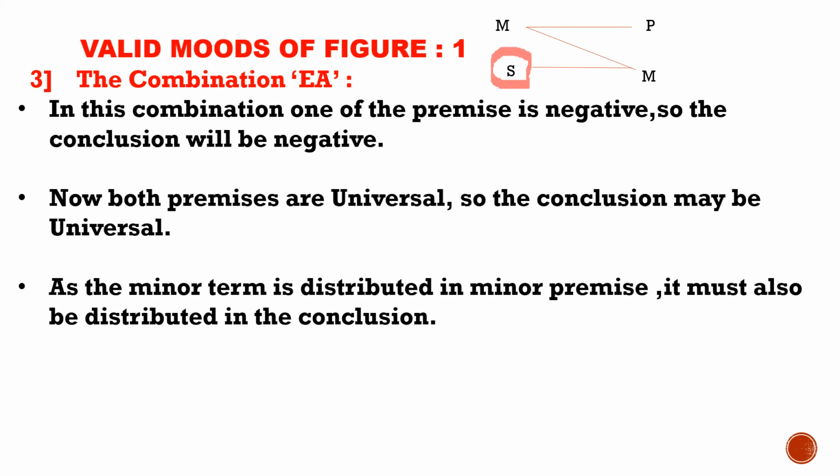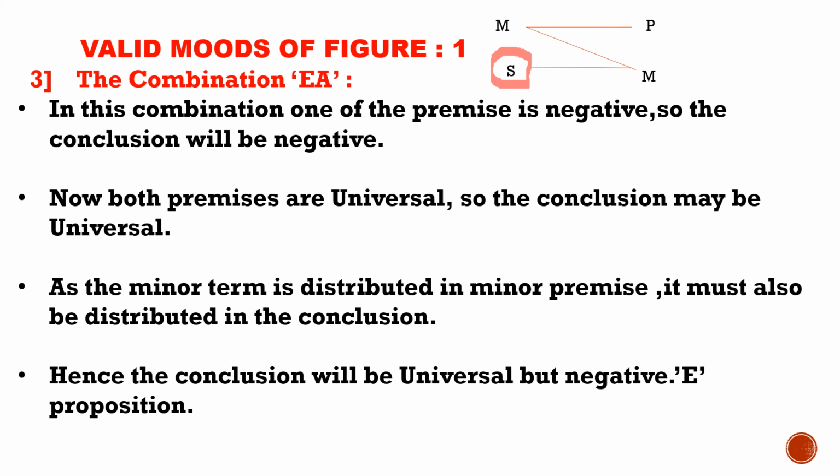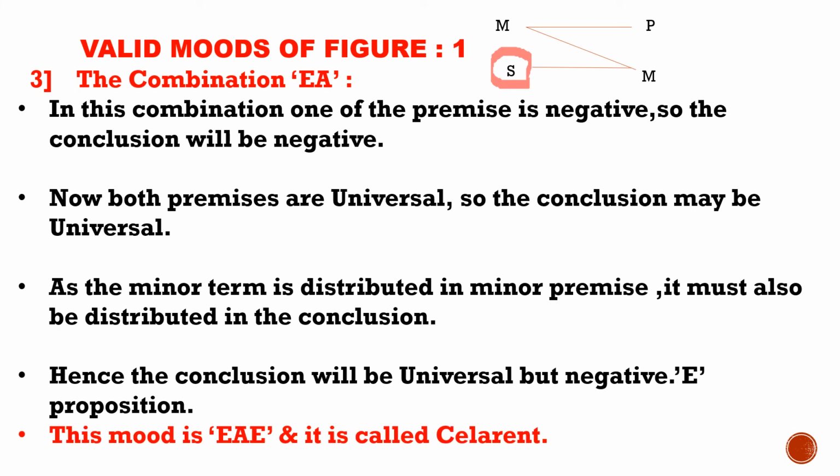In universal propositions, only the subject term is distributed. Since it is distributed in the minor premise, it has to be distributed in the conclusion also. So the conclusion must be a universal proposition. And since it should also be negative, we get the conclusion as universal negative, that is E proposition. Hence, this mood is EAE and it is called Celarent.